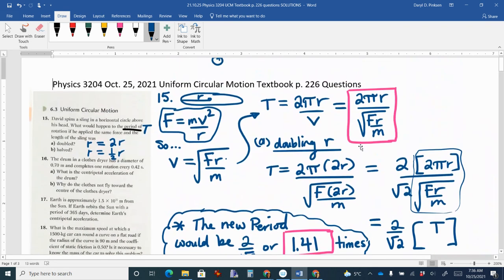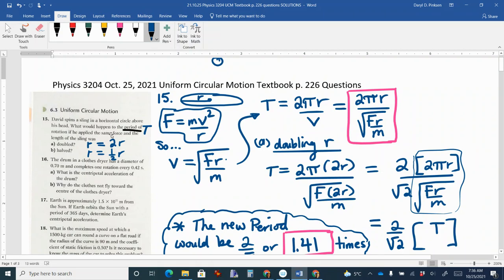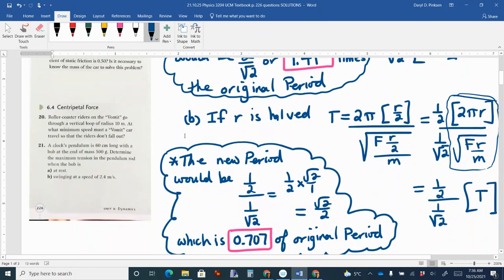That's the main thing to remember here. You've got to keep the same force. The only thing here that's allowed to vary is the radius, not the force and not the mass.